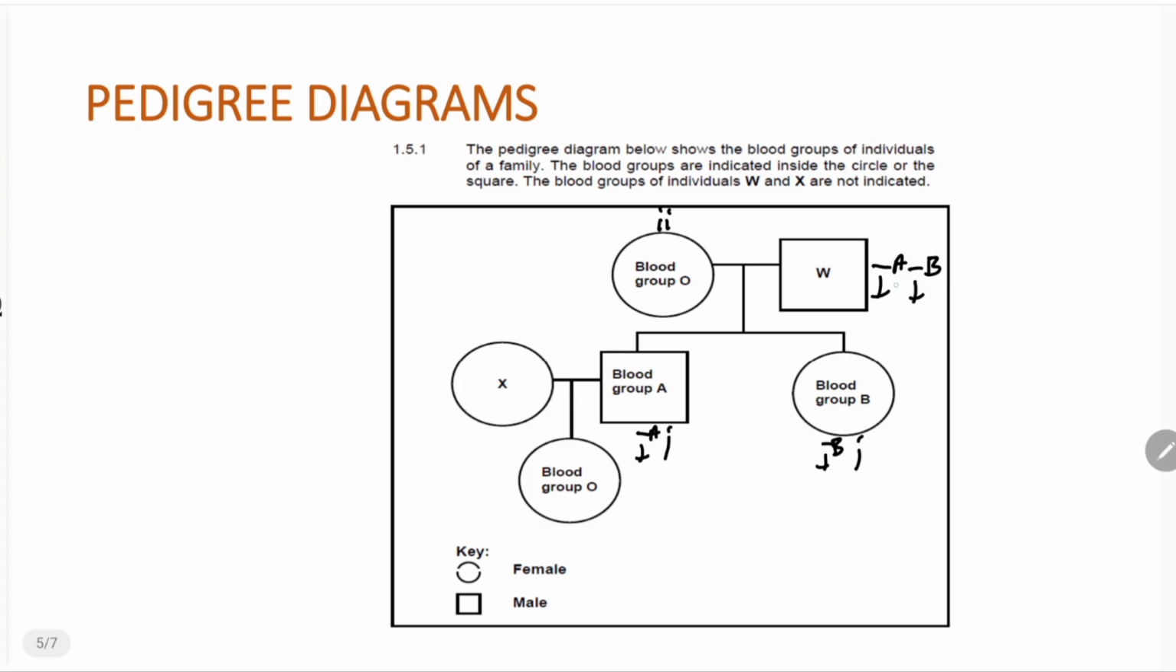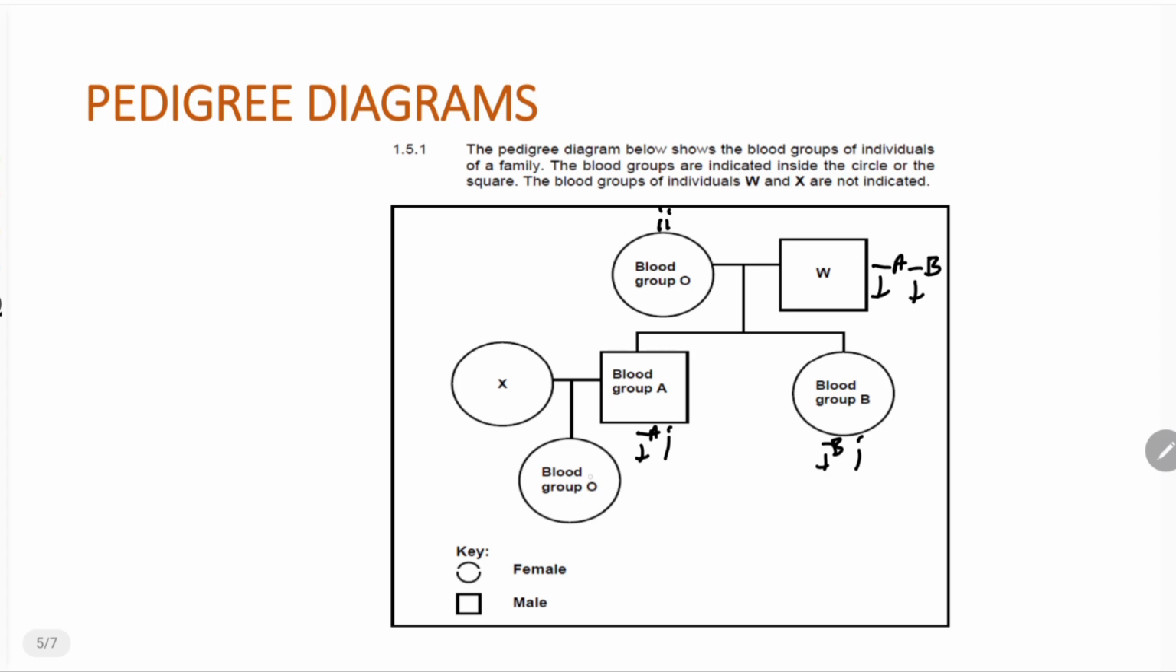Remember, the inheritance of blood group AB in humans is a case of co-dominance. This is to say that both the alleles are equally dominant. So because they are equally dominant, they are expressed equally in the phenotype. Hence, the phenotype is blood group AB. Right. Now, let's look at individual number X.